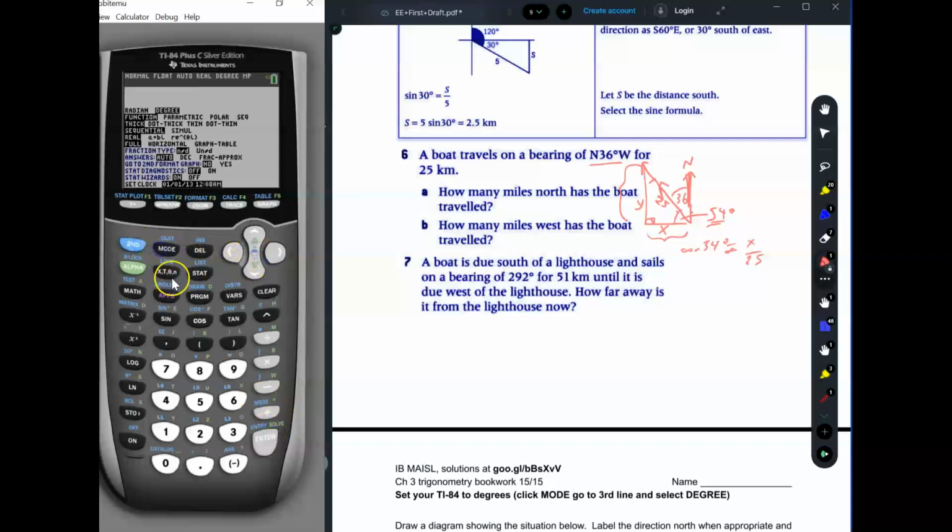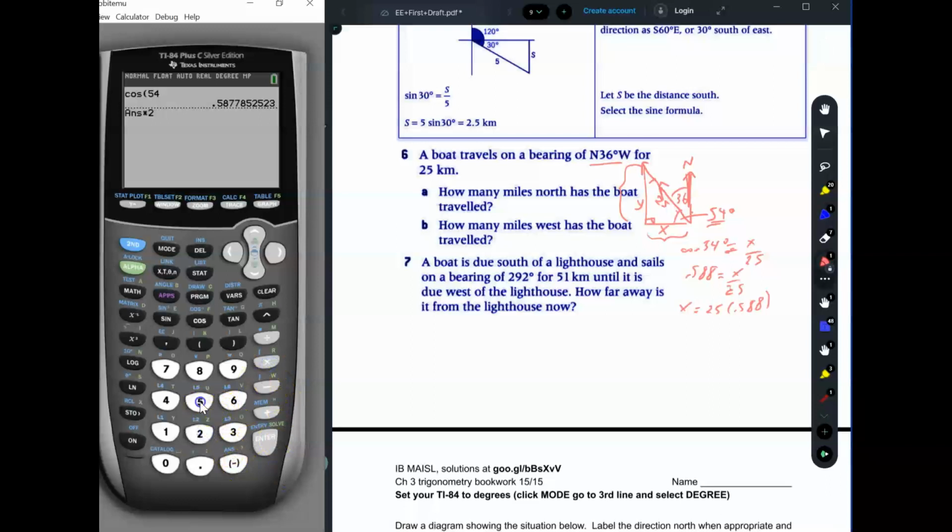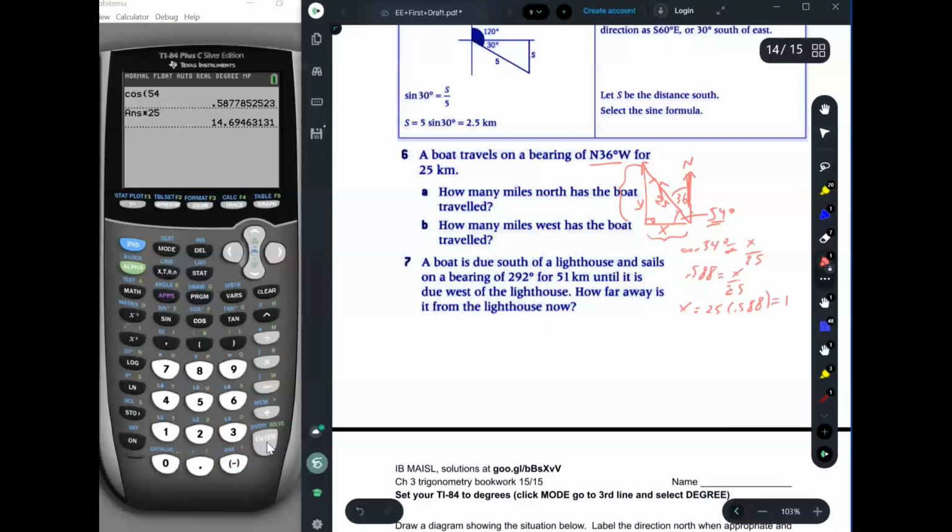And then we quit out of that. And then we say 25, cosine of 54 degrees is 0.588. So 0.588 equals x divided by 25. So x is equal to 25 times 0.588. So let me multiply that times 25. And the answer is 14.7. So the x value is 14.7.